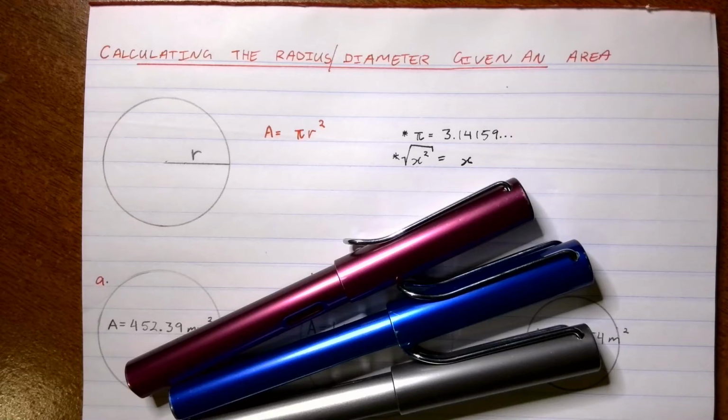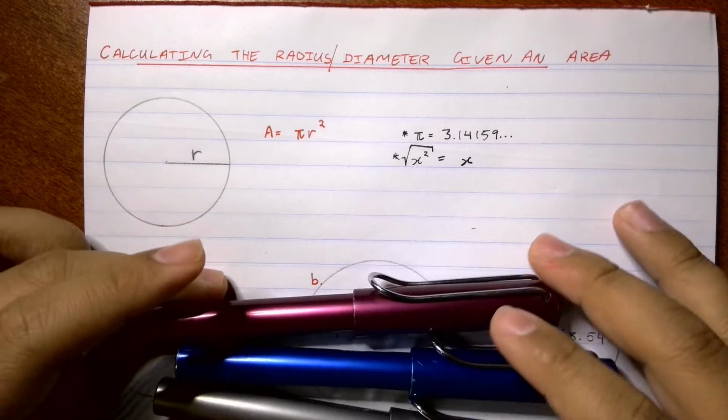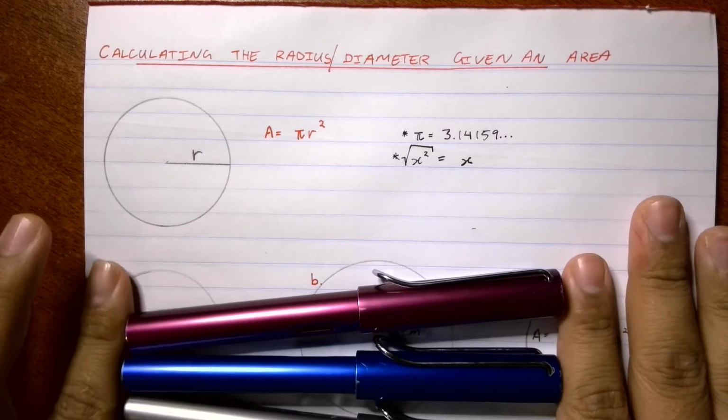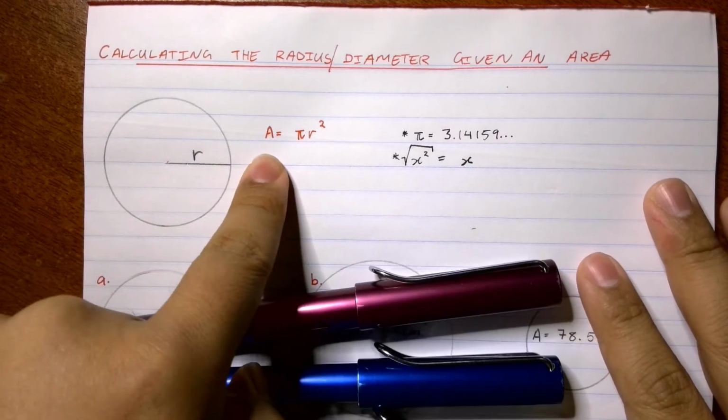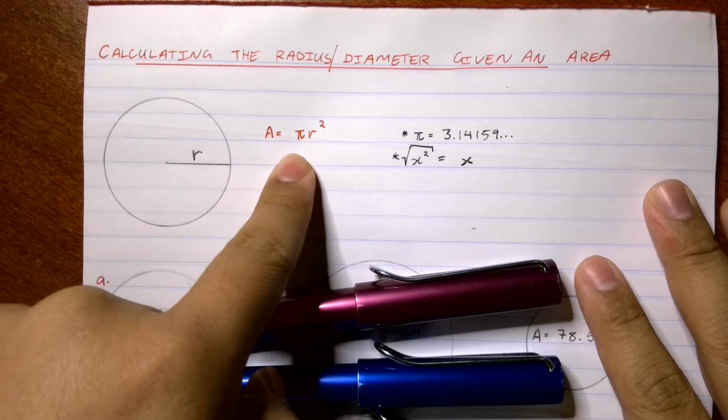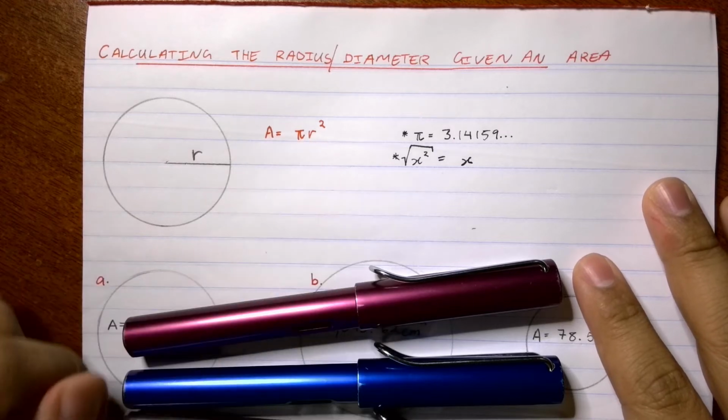Hello class, this is a video tutorial on calculating the radius or diameter given an area of a circle. Just as a reminder, the area of a circle is calculated using the following. Area equals pi times radius squared.